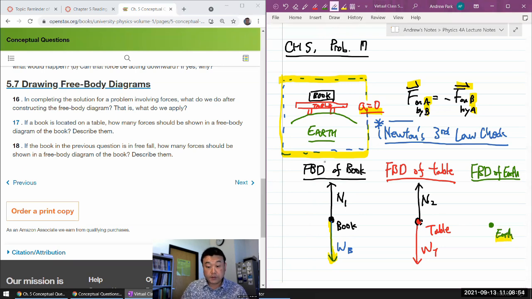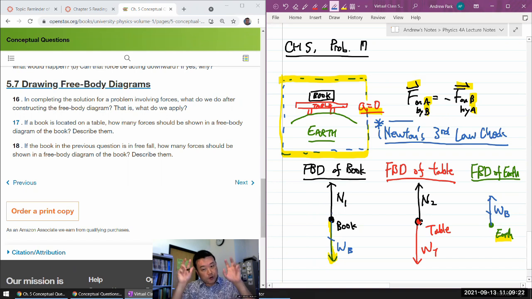So there must be a reaction force on Earth. The book is pulling the Earth up by the same amount of force. Now, the Earth doesn't noticeably accelerate upward because of the book, because it's a lot more massive. But in terms of the diagram, there has to be an equal and opposite force on Earth. I have this normal force on book N1, and I don't have any other.